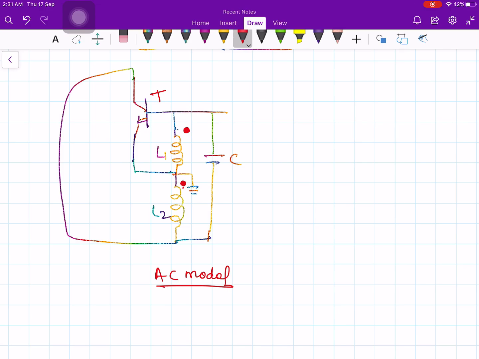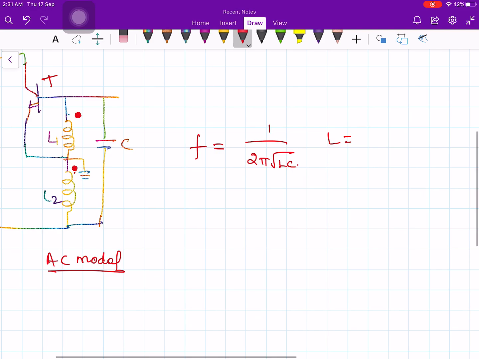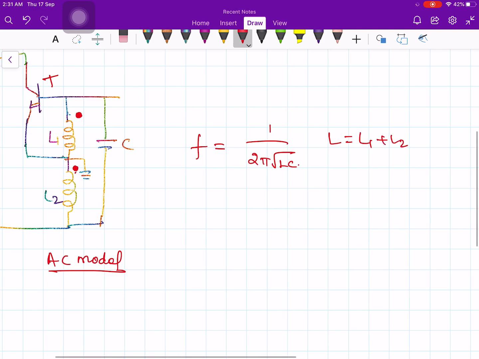There is a resonant circuit here, L1, L2 and C, a parallel LC circuit, and the resonant frequency f is equal to 1 over 2 pi times the root of LC, where L is equal to L1 plus L2 plus 2K times the square root of L1 L2, with K the mutual coupling. The parallel LC circuit resonant frequency is f equals 1 by 2 pi root of LC.